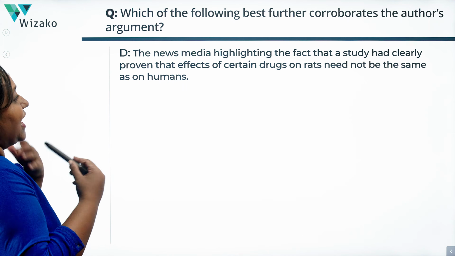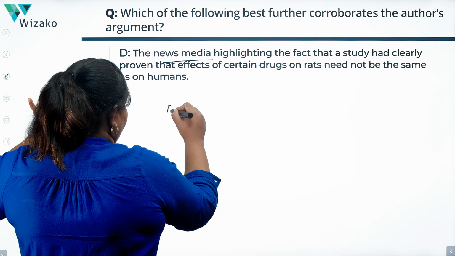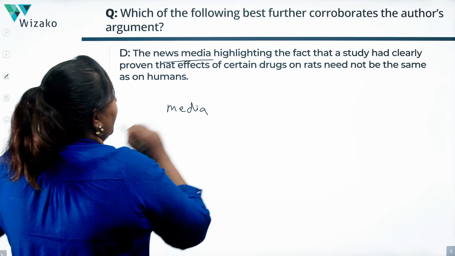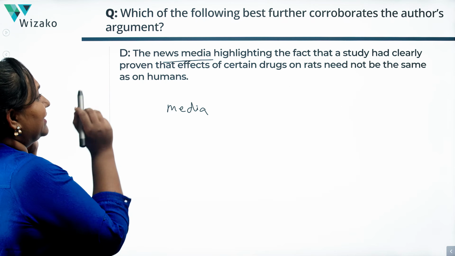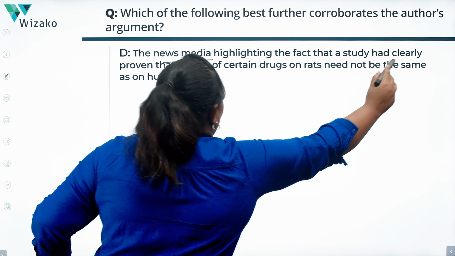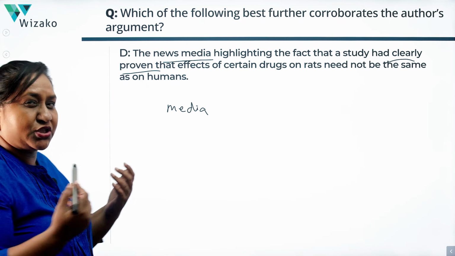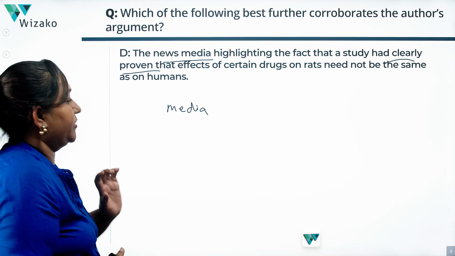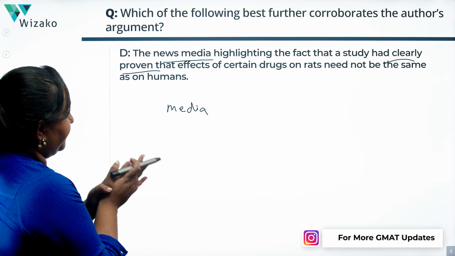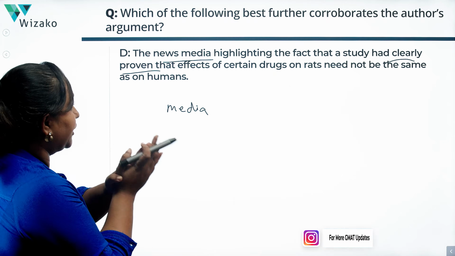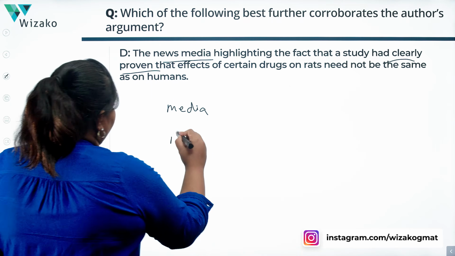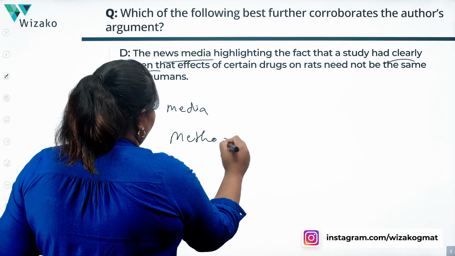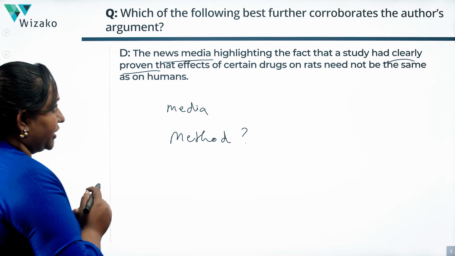The news media highlighting. I like that it talks about the media. So, that's good so far. Highlighting the fact that a study had clearly proven. Now, the clearly proven seems to imply that there wasn't necessarily a problem with the method. But let's see if it talks about the method. Clearly proven that effects of certain drugs on rats need not be the same as on humans. So, the methodology, whether it's correct or incorrect, has not been addressed here.